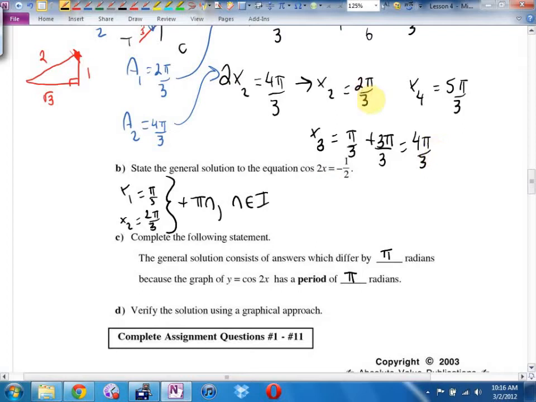What about the second x value? Oh, 5 pi by 3, 8 pi by 3, 11 pi by 3, 14 pi by 3, 17 pi by 3, and keep going. They all come from there. That's it. Oh, let's practice a couple more.